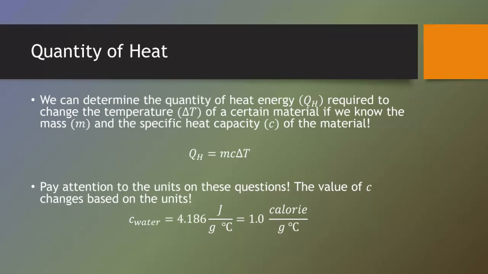Water has a really high specific heat, as you see here. And we base our measurements off of water because of its high specific heat. And we can introduce this new unit here called calories. 1 calorie is the amount of energy required to raise the temperature of 1 gram of water by 1 degree Celsius. And that amount of energy is equal to 4.186 joules.